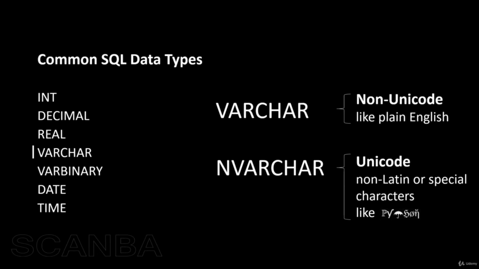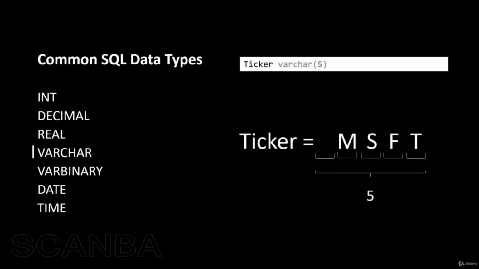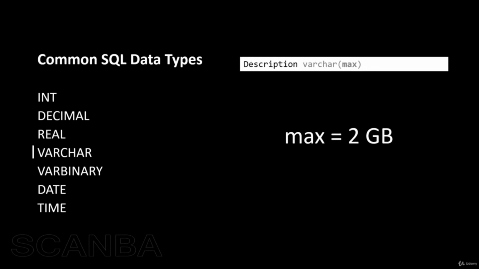Loading Unicode data into varchar variables may result in the appearance of extra question marks in the variable values. The number in the varchar data type bracket defines the string length and can be a value from 1 through 8,000. Here, varchar 5 means that the SQL Server reserved a place for 5 characters for the ticket variable. If you do not know the maximum length of the string in your table column, use the word max instead of the number in the varchar brackets. Max indicates that the maximum storage size for each variable is about 2 gigabytes.